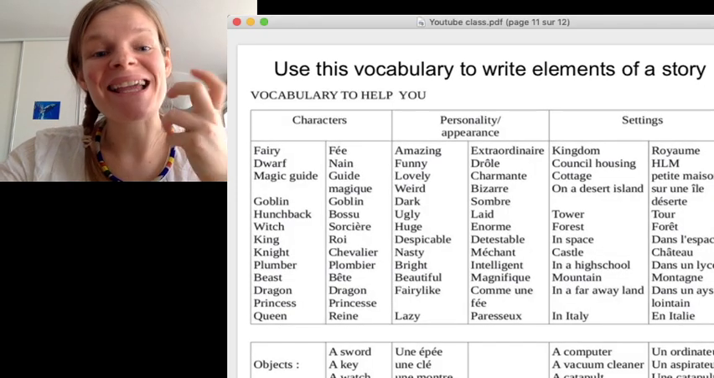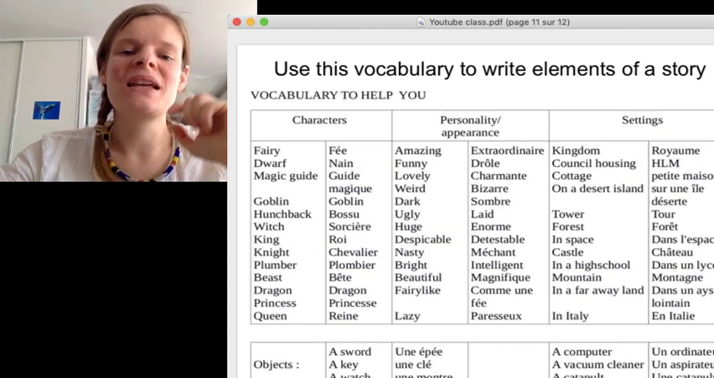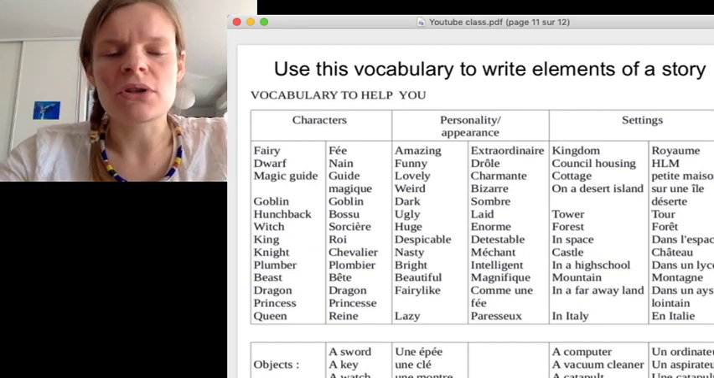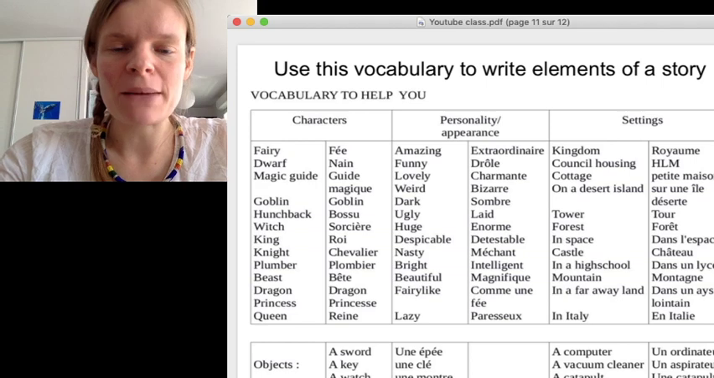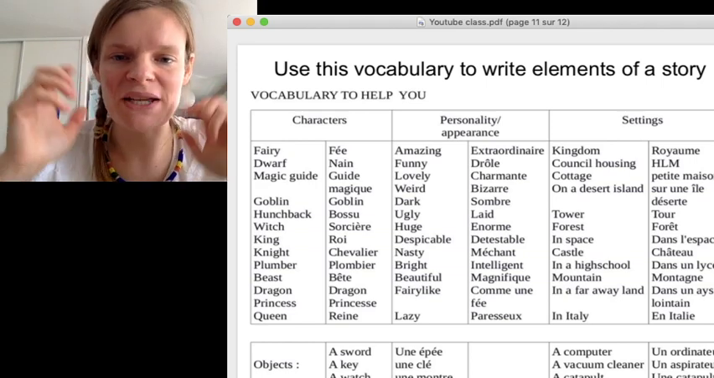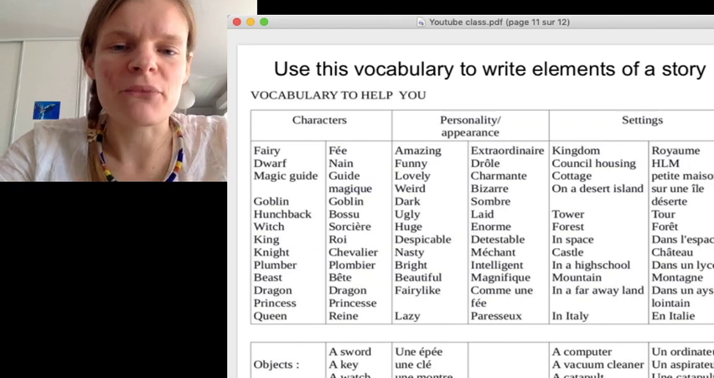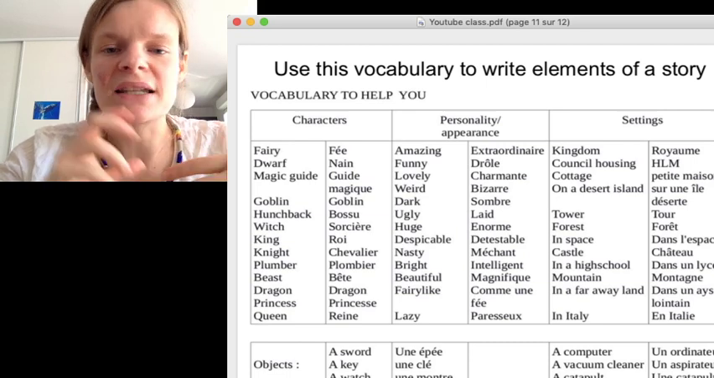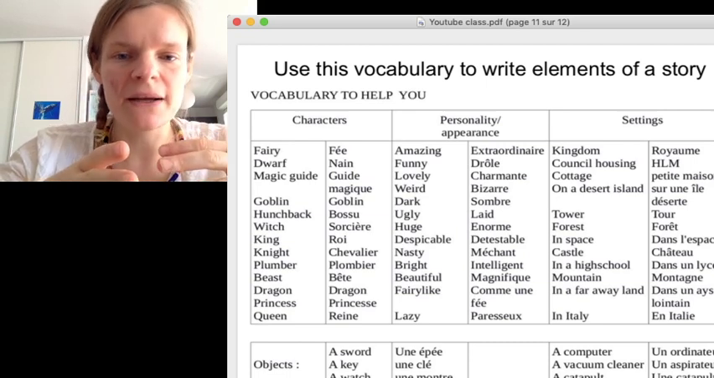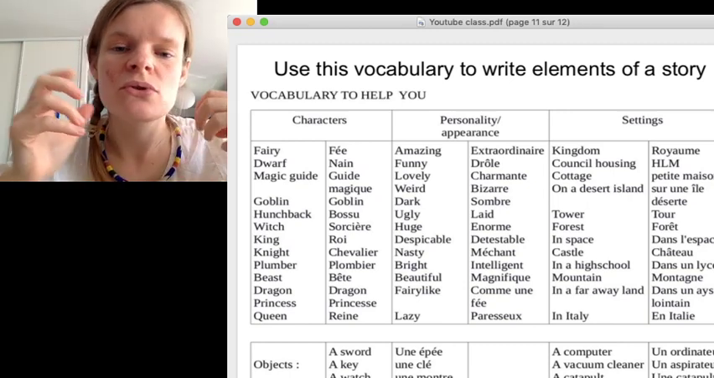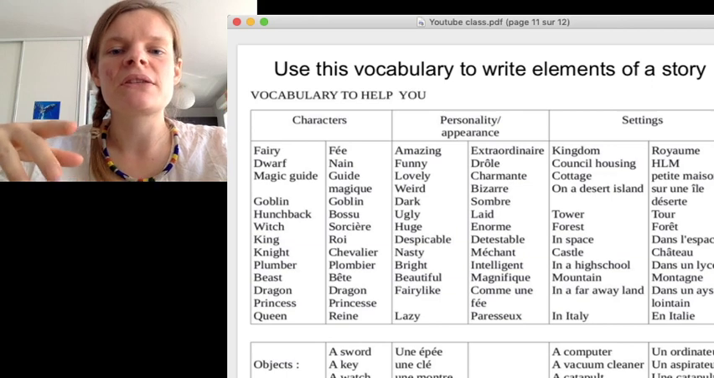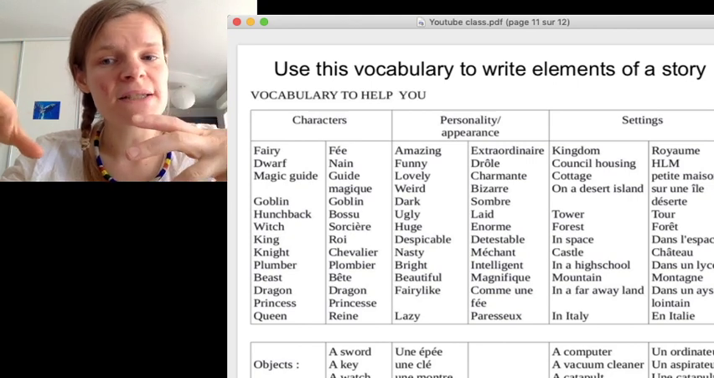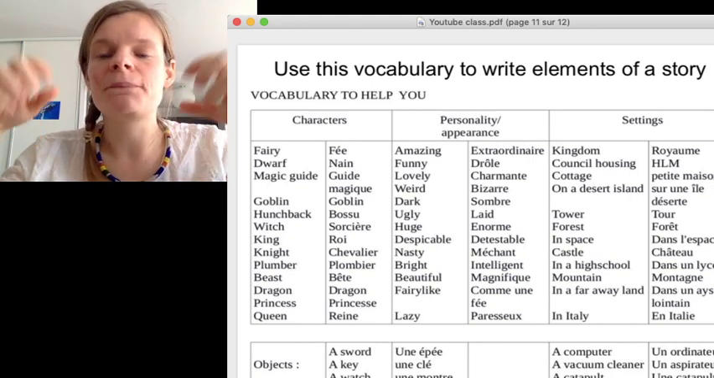I'm going to ask you to write elements from a story, okay? So it's difficult just like this. So I am showing you, or I will show you in a minute, vocabulary to help you to find ideas. So it's vocabulary from fairy tales. Fairy est une fée, okay? Dwarf, un nain. Magic guide, un guide magique. Goblin, un gobelin. Hunchback, un bossu, witch, sorcière, etc., etc. So you have characters, words for characters, you have words for personality or appearance, and you have words for settings.